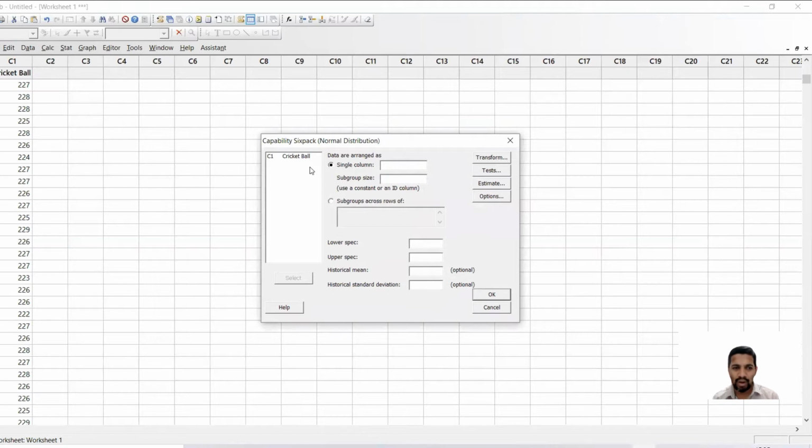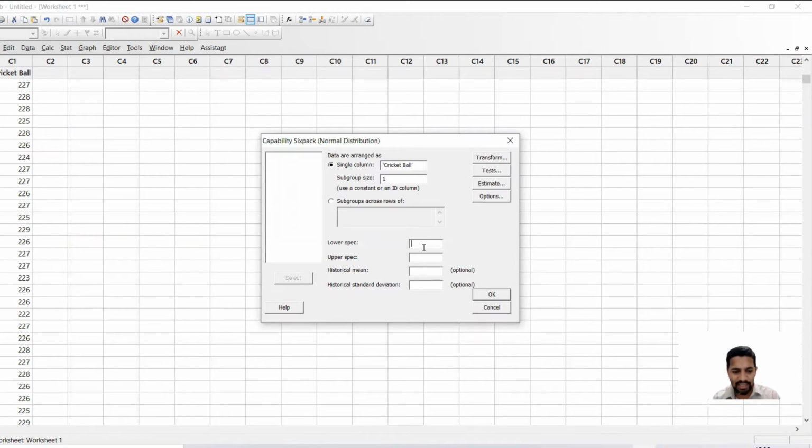We are dealing with only one column, so that means a single column. You can double click it, and the value gets pasted here. One common mistake people make is trying to type cricket ball. It doesn't fetch that way. You either single click and then select from here, or the best way is to directly double click, so it will come here. Subgroup size is only one, since we are dealing with only one column.